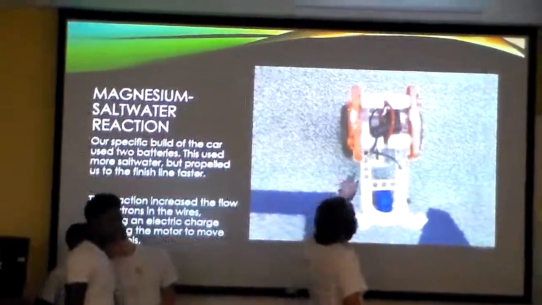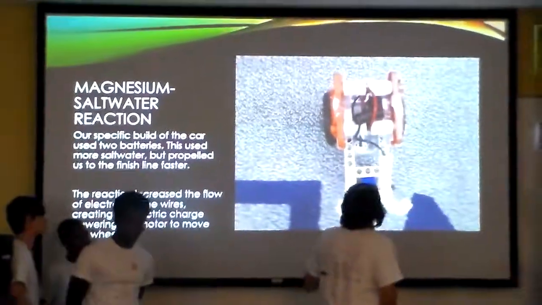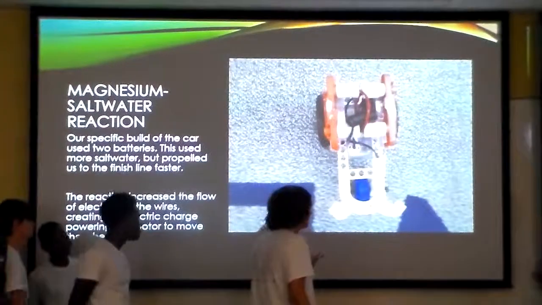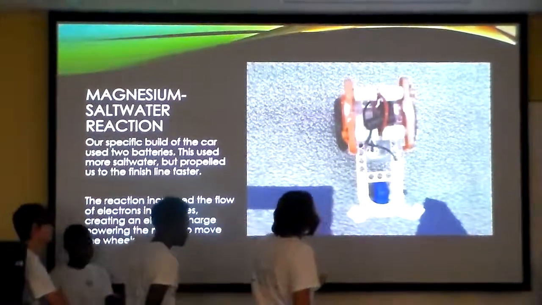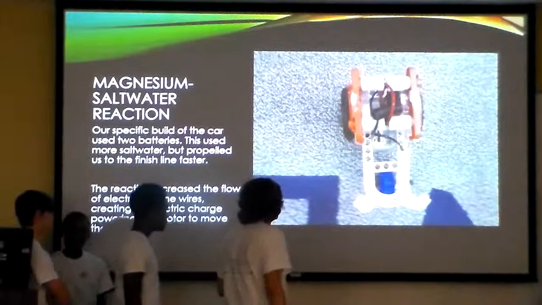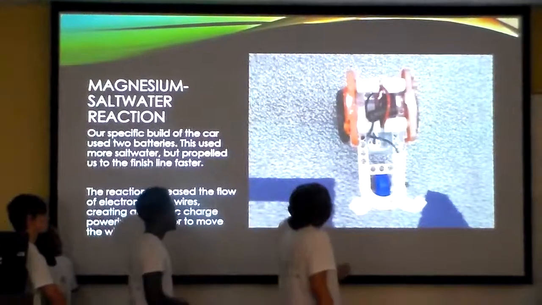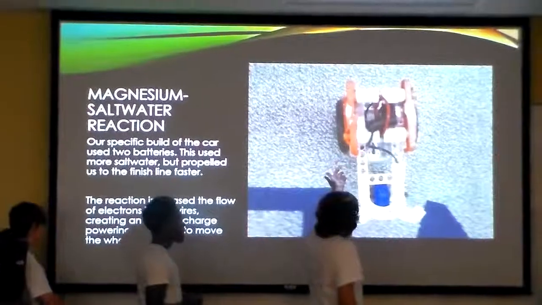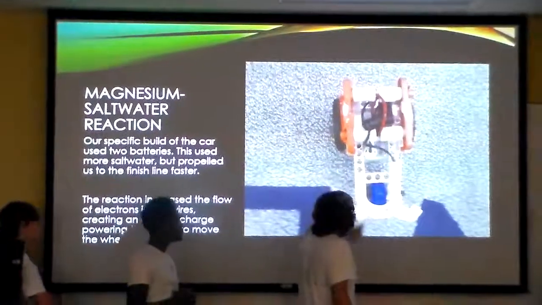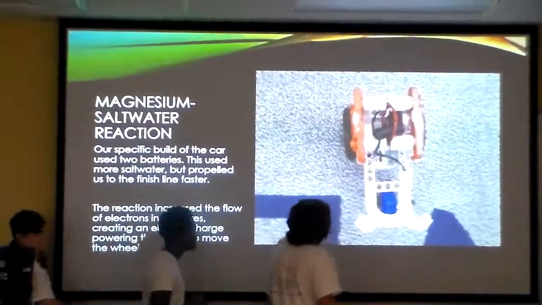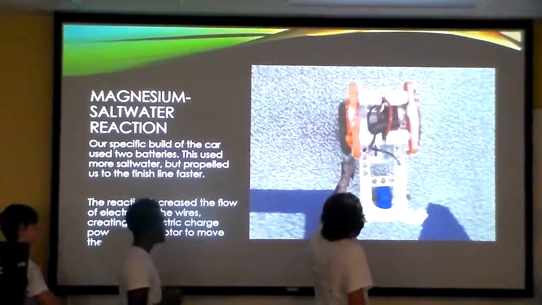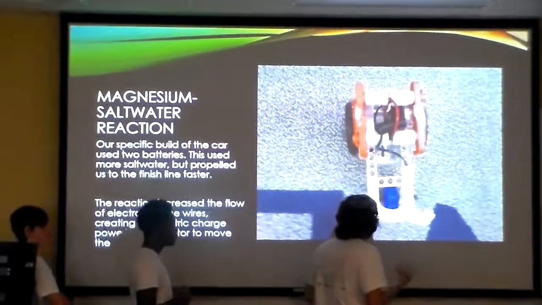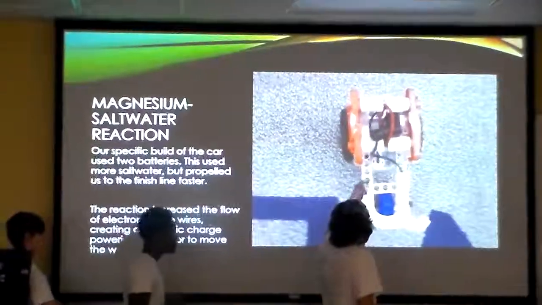We had 2 power cells. We used 2 just so we could get the car to go faster. We had a small sheet of magnesium in here. Just poured salt water in, and it simulated the flow of electricity. Powered the motor.